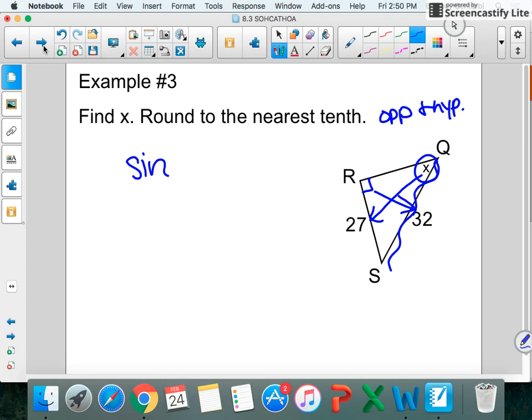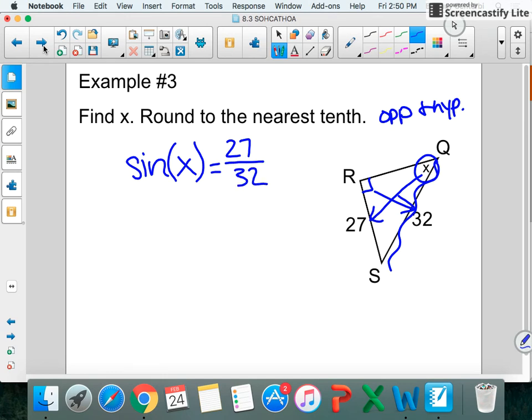So I have sine of, now they didn't give me a number this time. If you notice, my angle is x, so an angle always has to go in there. Well, my angle is x, and that's what I'm trying to find. So with our angle being x, then we have opposite over hypotenuse. So my opposite side is 27, and my hypotenuse is 32.